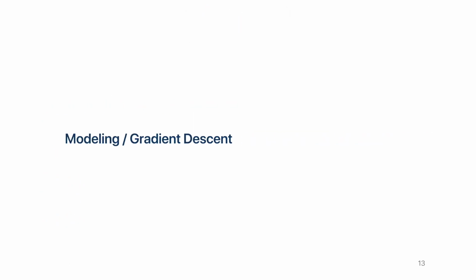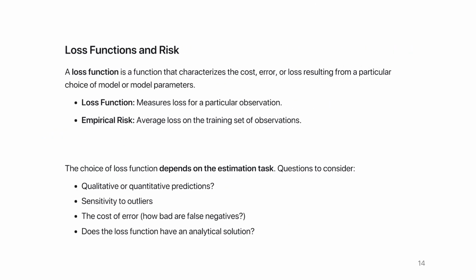Okay, so we're going to talk about modeling and gradient descent now. Essentially, after midterm 1, we started talking a lot more about loss functions, and we talked about the idea of modeling. We're trying to model something that occurs in real life. So we usually use a loss function, and the loss function is a function that characterizes, as the name says, a loss or some error between our true value and the predicted value.